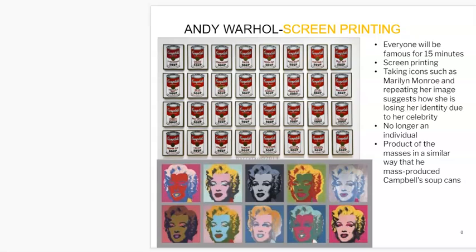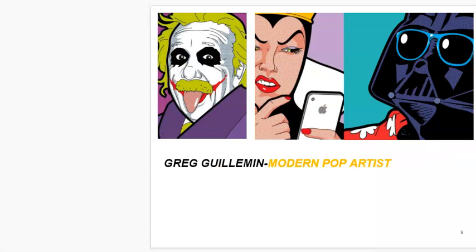Okay, Andy Warhol is another one. He did screen printing of famous icons, like here's Marilyn Monroe. He did some of Elvis Presley and John Wayne as well. He's also known for printing soup cans over and over. Maybe you're even familiar with 100 Soup Cans, one of his famous prints. Greg Guillemin is a modern pop artist who took imagery and made it more colorful and exuberant and more like a comic book.